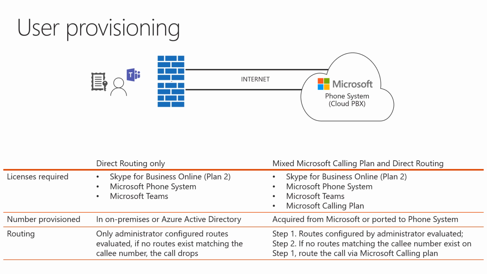In direct routing only, the administrator configures the route and only these routes are evaluated. If no route is found, then calls will drop. If you have mixed the calling plan and direct routing, then first the routes configured by the administrator are evaluated, to see if there is a direct route to be used by users. If there is no route configured, then we will fall back to using the calling plan. And this is something that we have seen earlier in the session on the number routing.